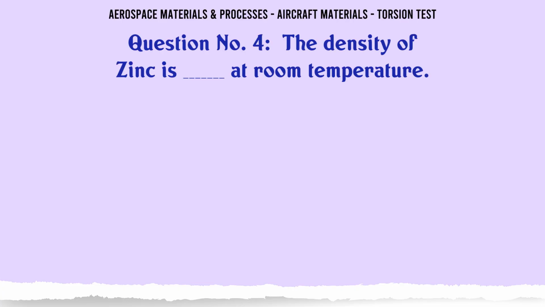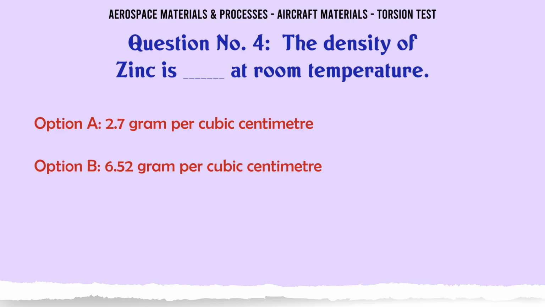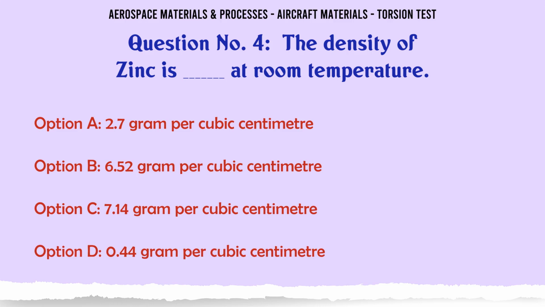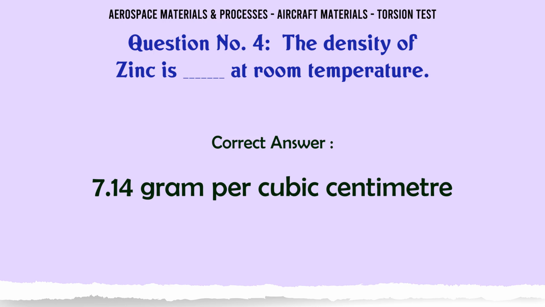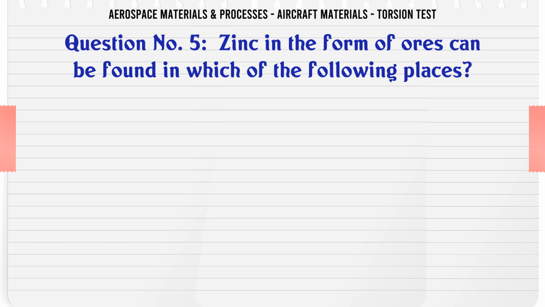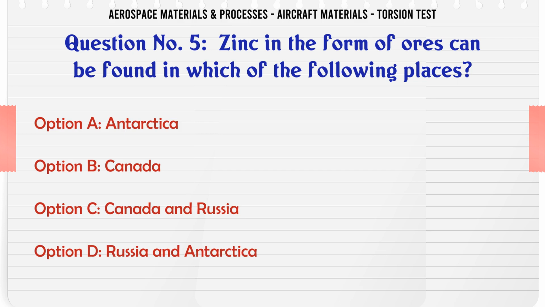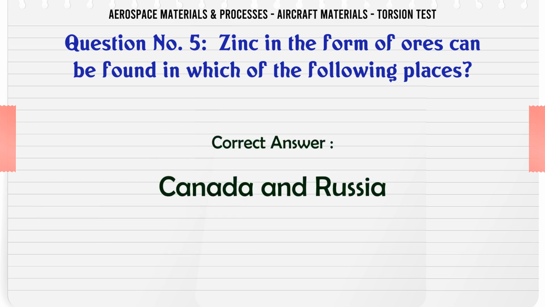The density of zinc is ___ at room temperature. A. 2.7 gram per cubic centimeter, B. 6.52 gram per cubic centimeter, C. 7.14 gram per cubic centimeter, D. 0.44 gram per cubic centimeter. The correct answer is 7.14 gram per cubic centimeter. Zinc in the form of ores can be found in which of the following places? A. Antarctica, B. Canada, C. Canada and Russia, D. Russia and Antarctica. The correct answer is Canada and Russia.